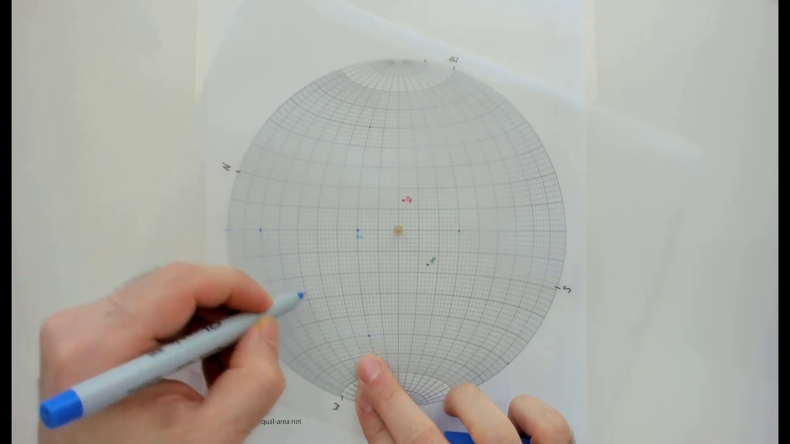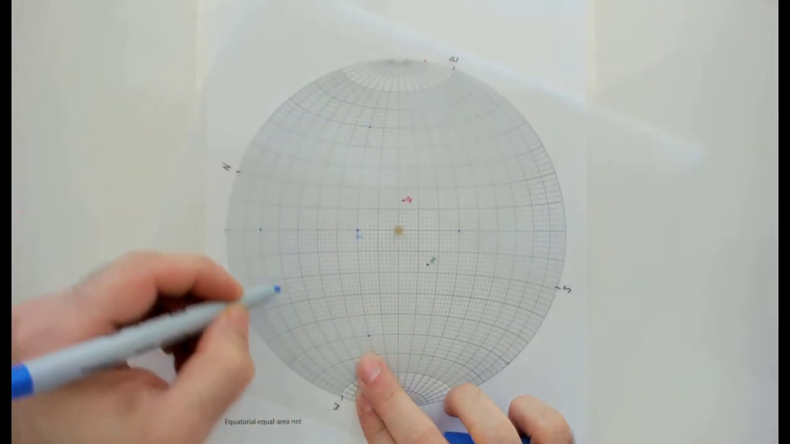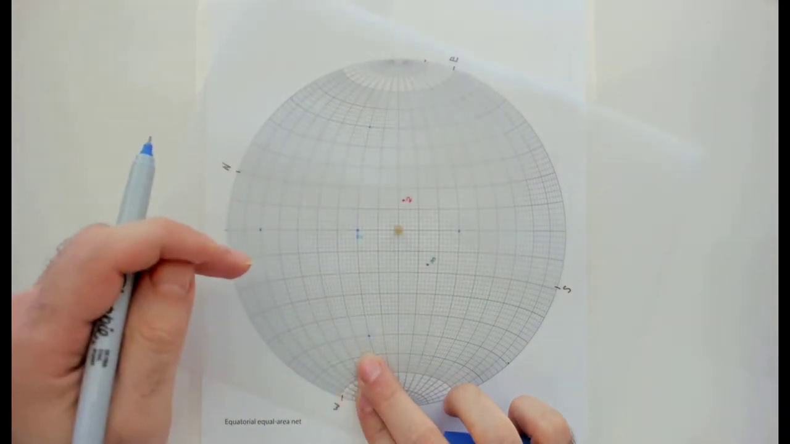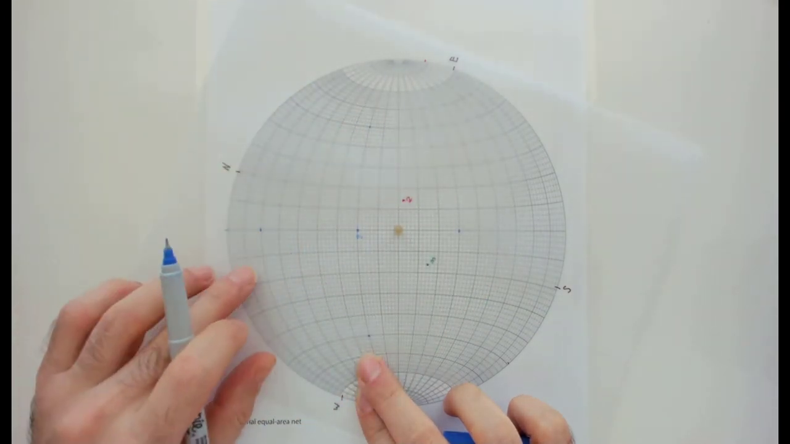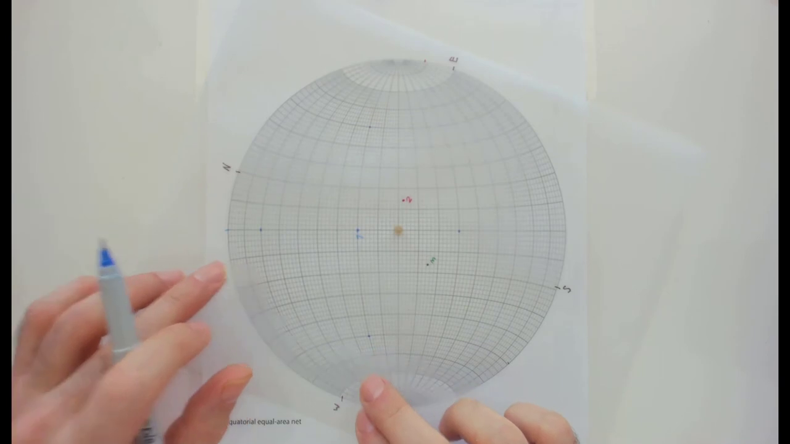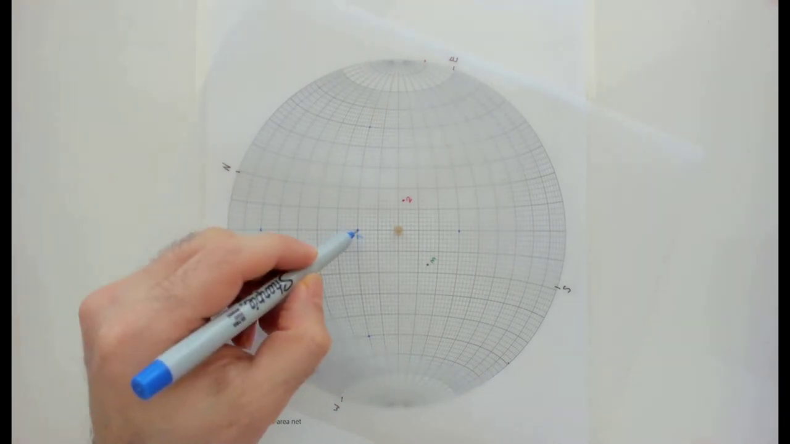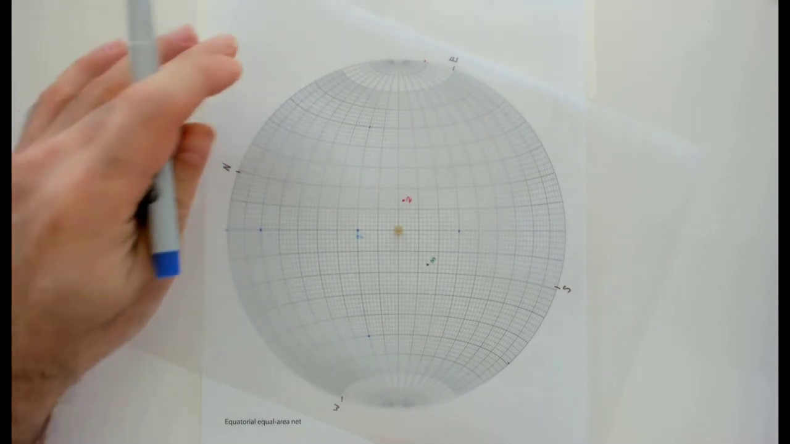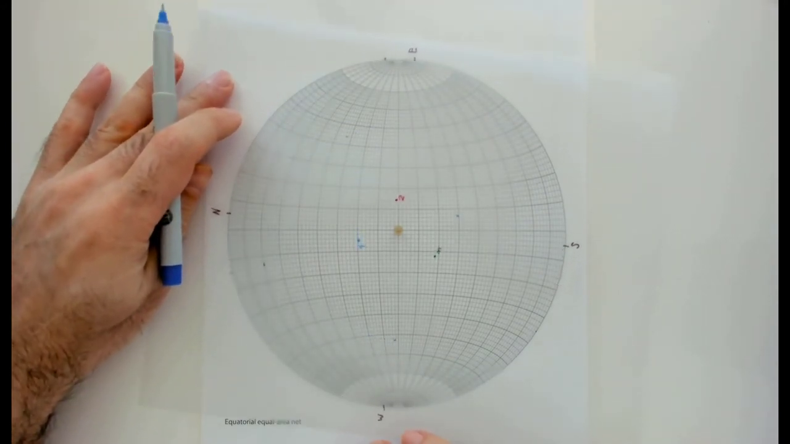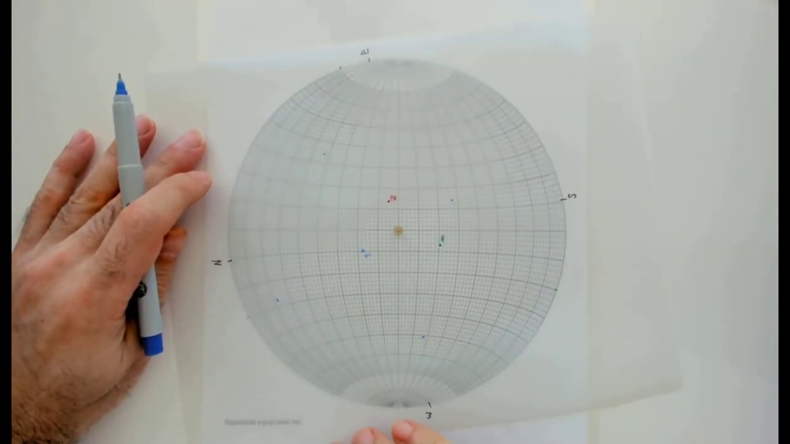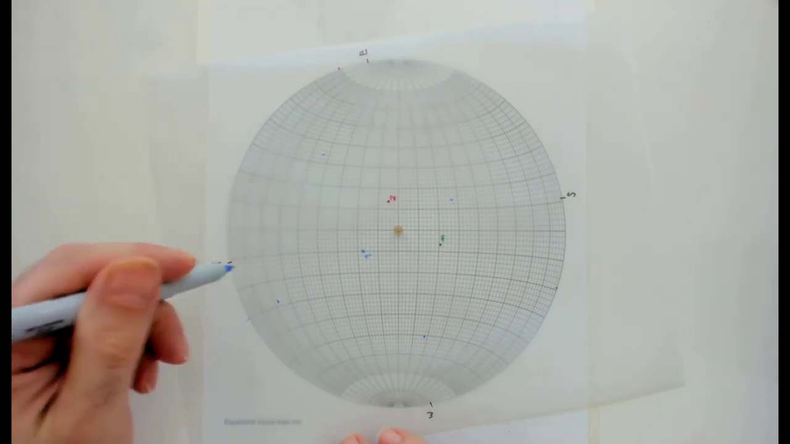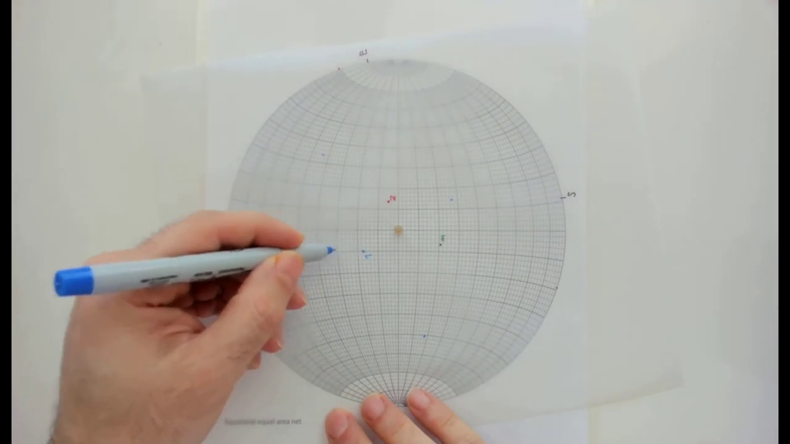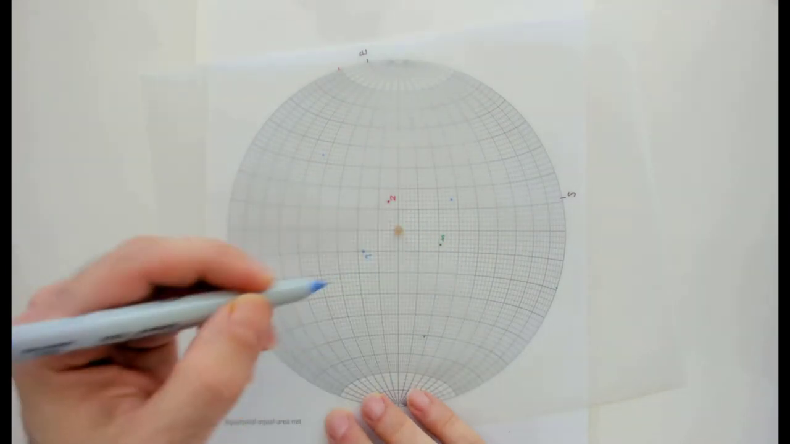I should be able to draw a polygon like that, but because the distance between these dots are far, I need more dots, right? So what you can do, right now one is along the west-east line. You can rotate your vellum paper until one gets on top of the other small circles. Now you should be able to count another 50 degrees to each direction, right?